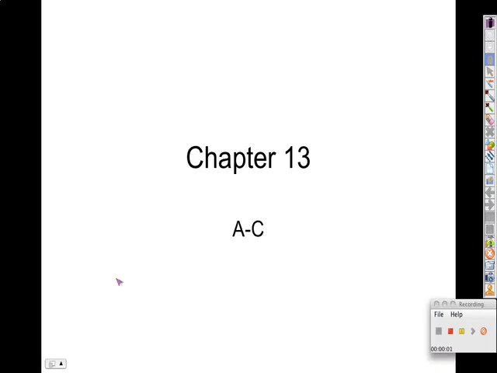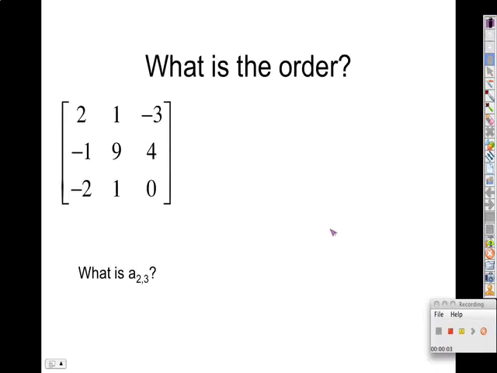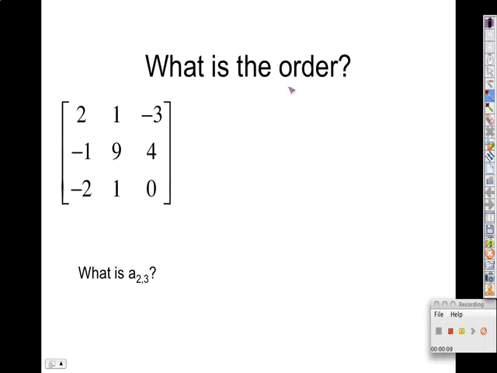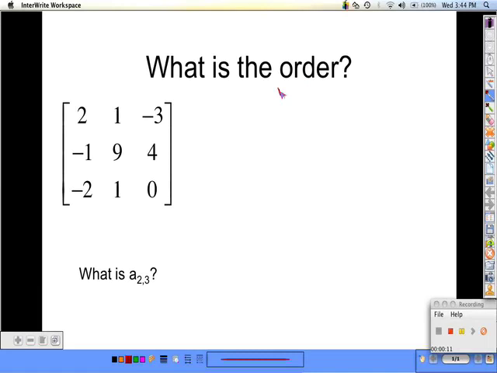Chapter 13, we start looking at matrices. The order is another way of saying the dimensions. And when we give the order of a matrix, we're giving it in terms of its rows by its columns. So this matrix is a 3 by 3.